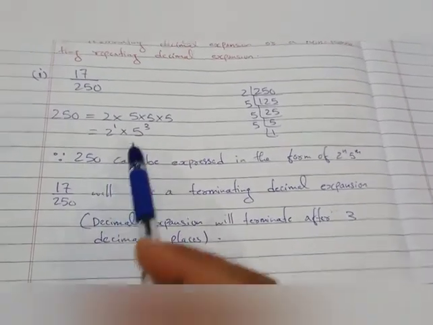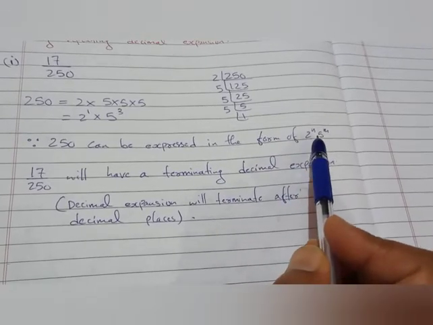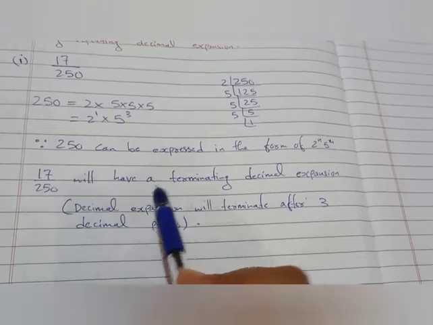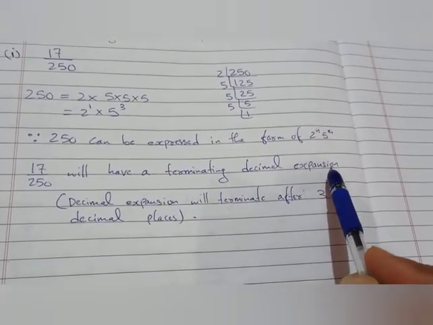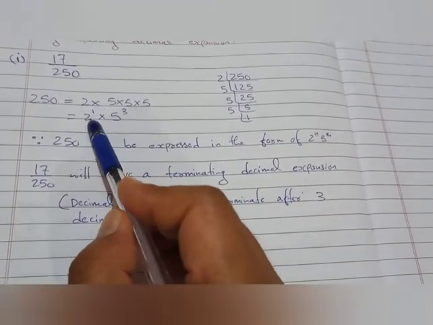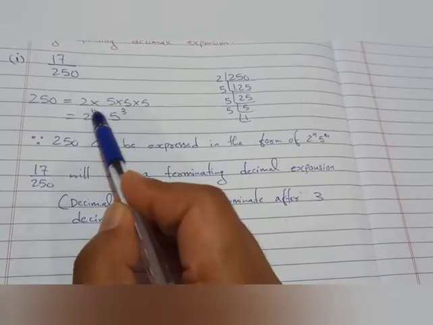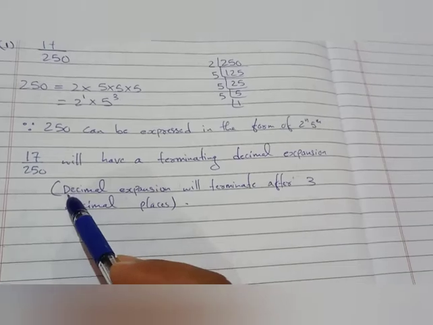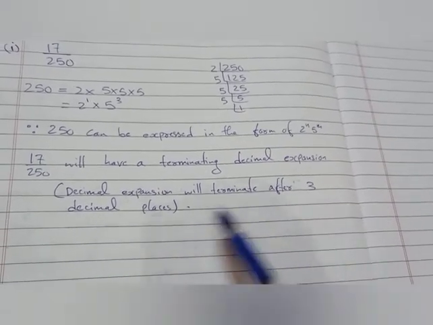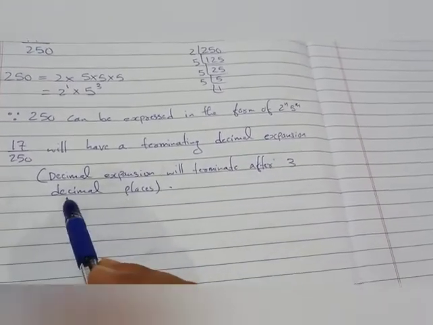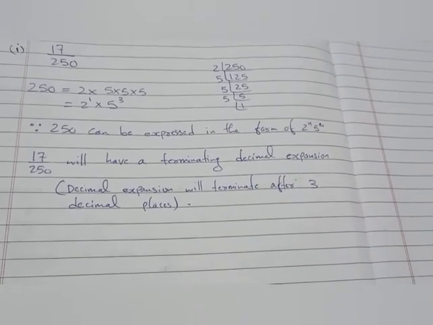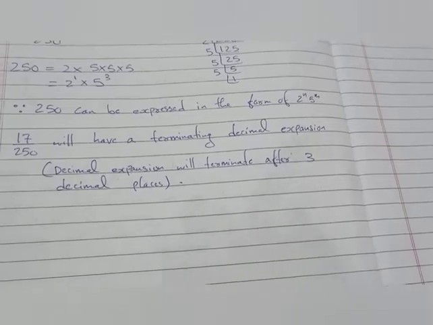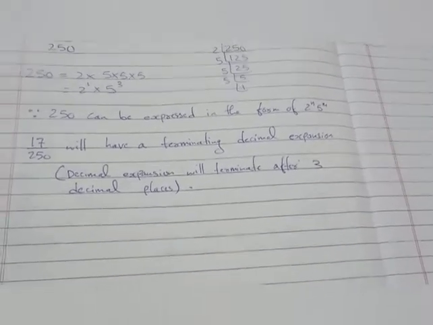Since 250 can be expressed in the form of 2 to the power n, 5 to the power m, 17 by 250 will have a terminating decimal expansion. Now checking the powers, 2 to the power 1, 5 to the power 3, between 1 and 3, 3 is the greater number. So we can also figure out that the decimal expansion will terminate after 3 decimal places. Now let's find the decimal expansion as well, without actually performing the division.